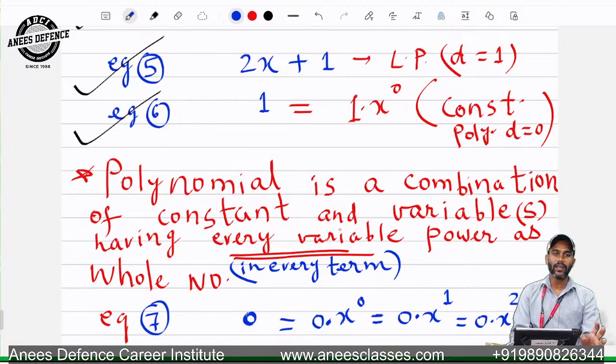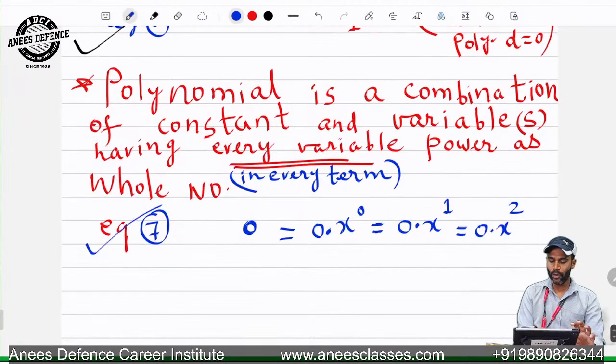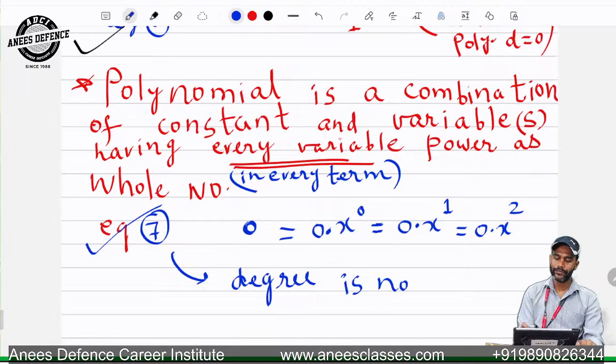Other than 0, for any other non-zero constant, the degree would be 0. That would be a constant polynomial. But for 0, we cannot say constant polynomial. Yes or no? So 0 is a polynomial where degree is not defined. Just write it down: degree is not defined. I hope you understood.